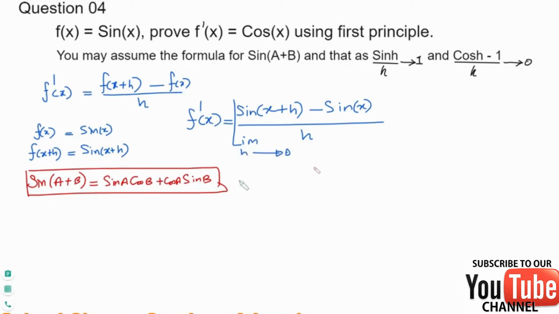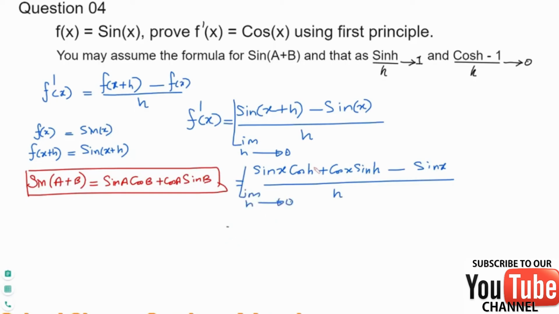Now sine (x plus h) is the sine (a plus b) expansion. You can expand that one very nicely. Sine x cos h plus cos x sine h. So that is the addition formula expansion, minus sine x, over h. Then the limit as h goes to 0.